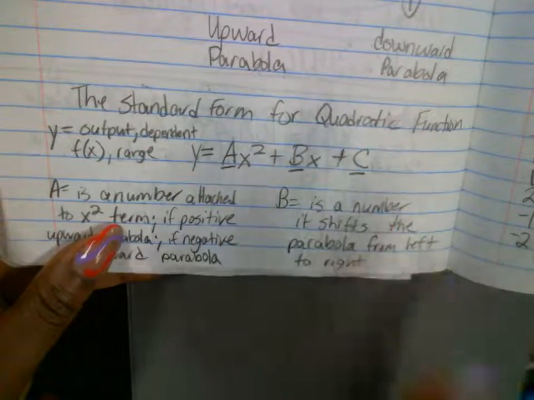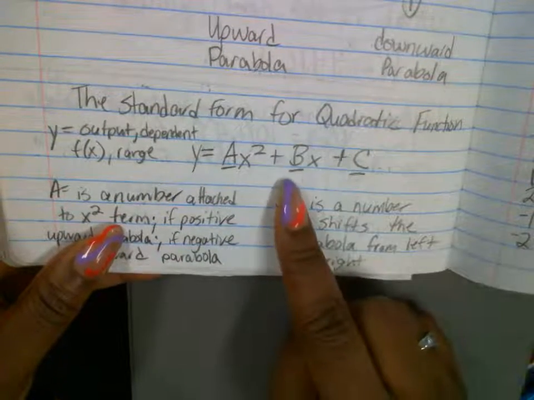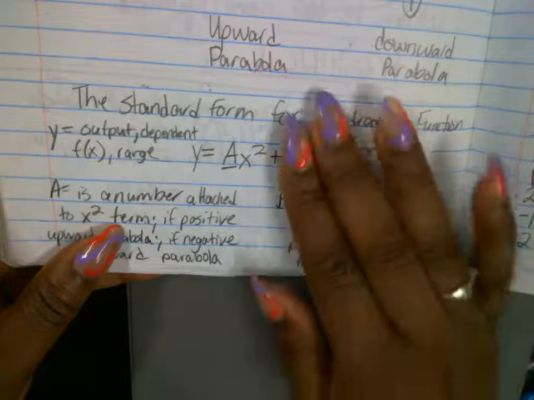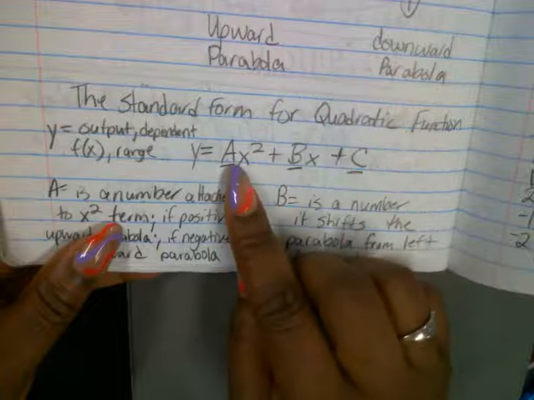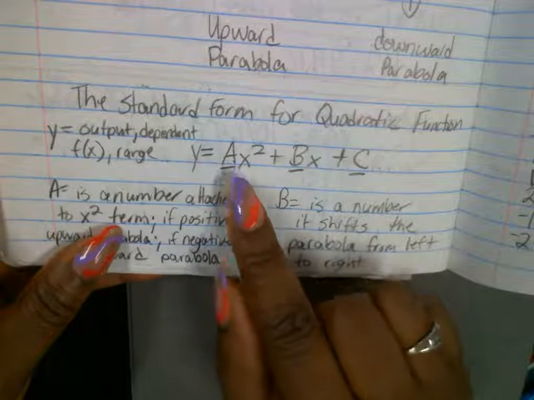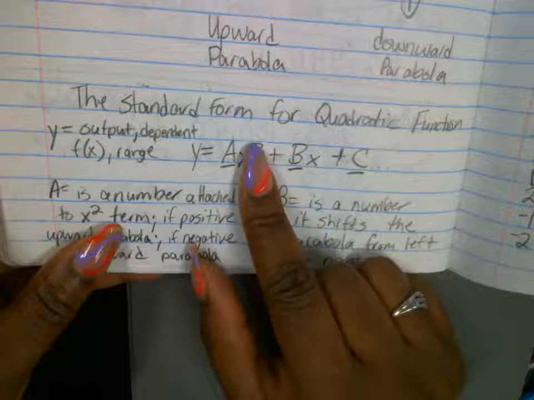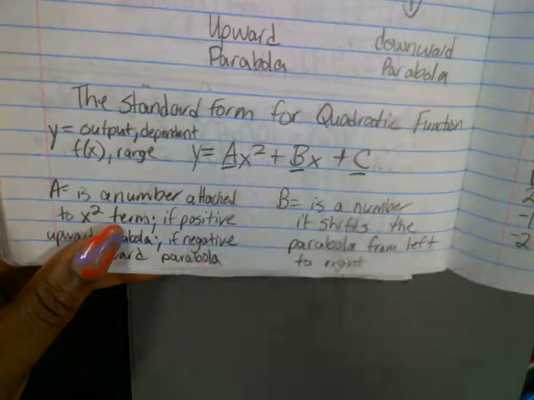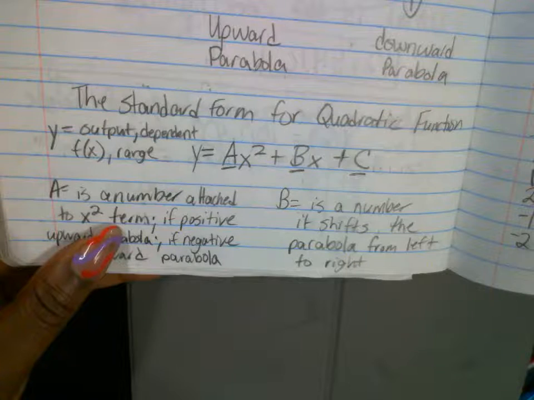No. Sometimes, right, sometimes you are missing the B, sometimes you're missing the C, and sometimes you're missing both of those. But it's a quadratic function still if you have the x squared term. That's okay. If there's no x squared term, then that means it's not a quadratic function. Is there anybody lost with what I said?